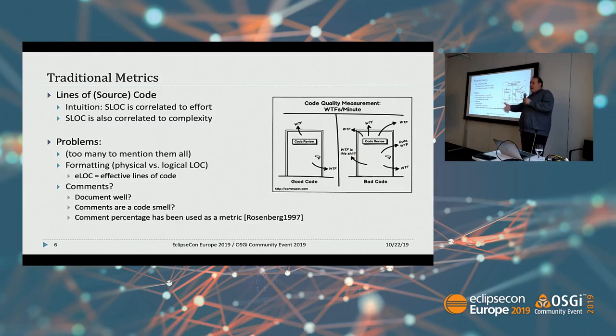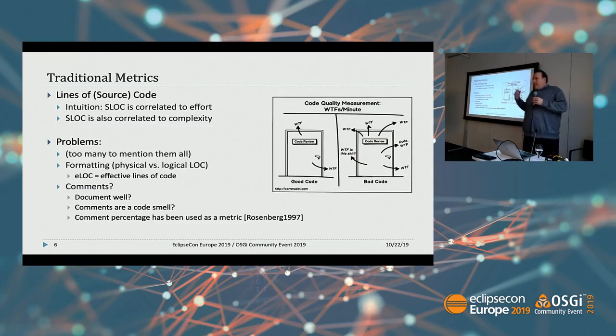Because if you have to explain your code, then the code is not expressive. So you're doing something wrong in the first place. But in fact, the percentage of comments by itself has been proposed as a metric for code quality, right? So there are definitely contradicting ideas of what code quality is and how we should measure them.